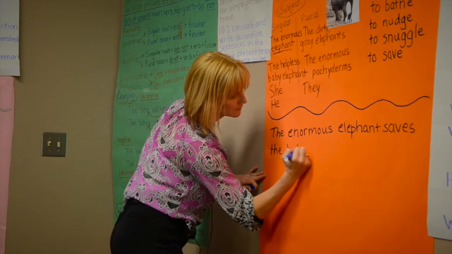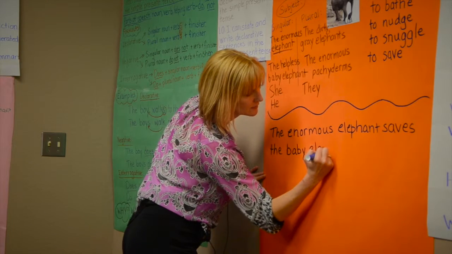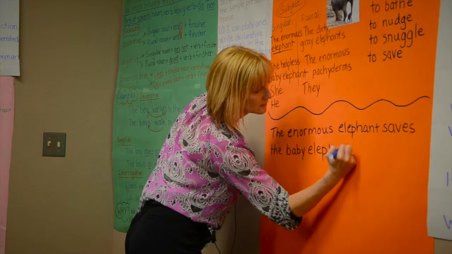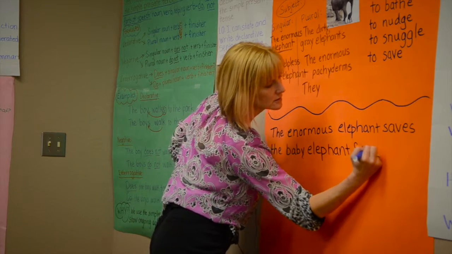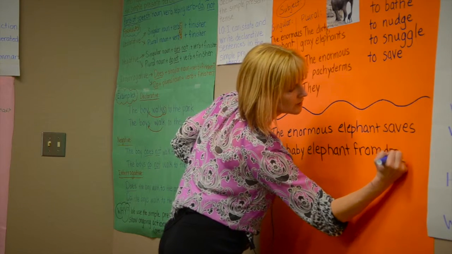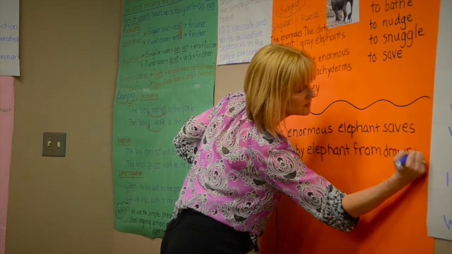Baby elephant from drowning. What do I put at the end of a declarative sentence? Thank you. All right. So you would do a few more examples with a singular subject.